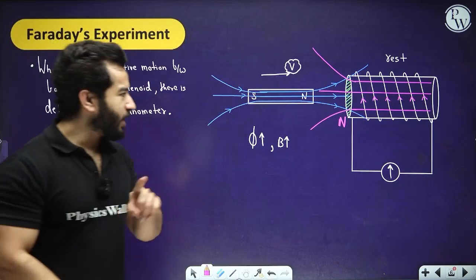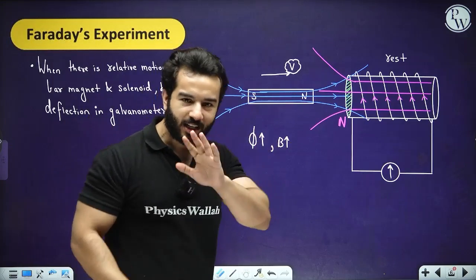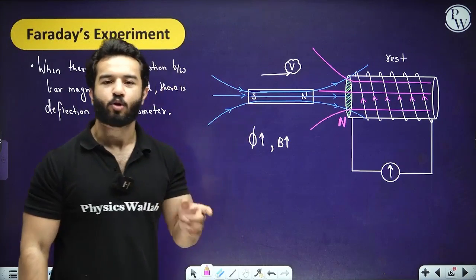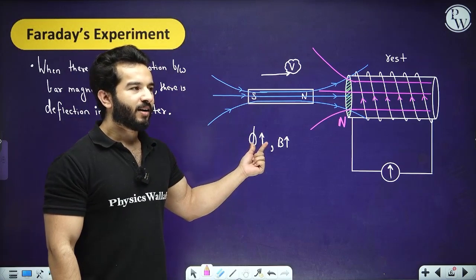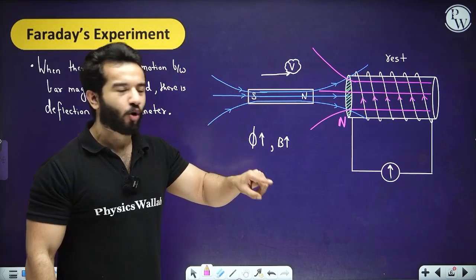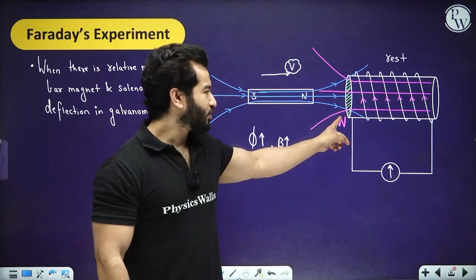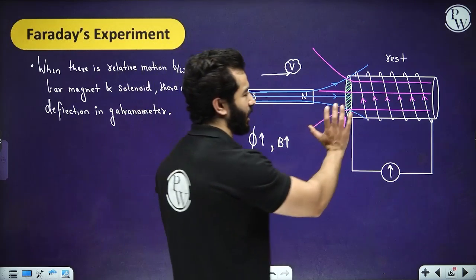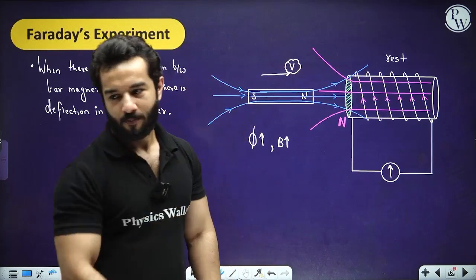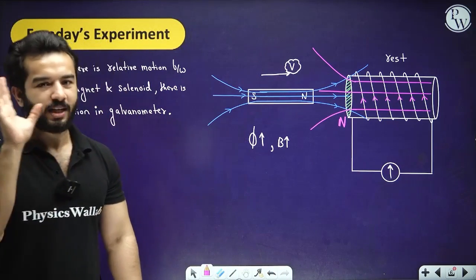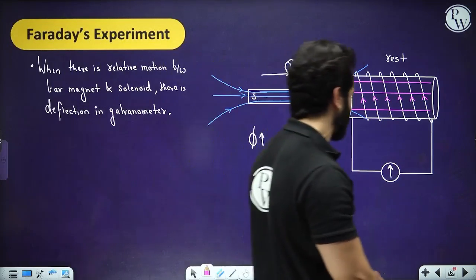So the induced current does not want the bar magnet to come close. Why? Because the magnetic flux was increasing. And to maintain that status quo, it will try to repel it. So that's why we'll have a north pole. And please don't ask me, sir, how you found out the direction. Do you remember the clock face rule? We have talked about all of this in moving charges and magnetism, right?